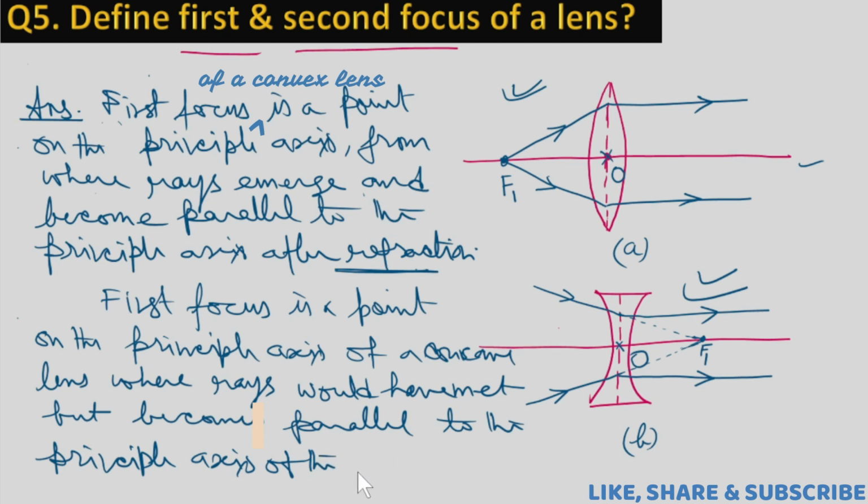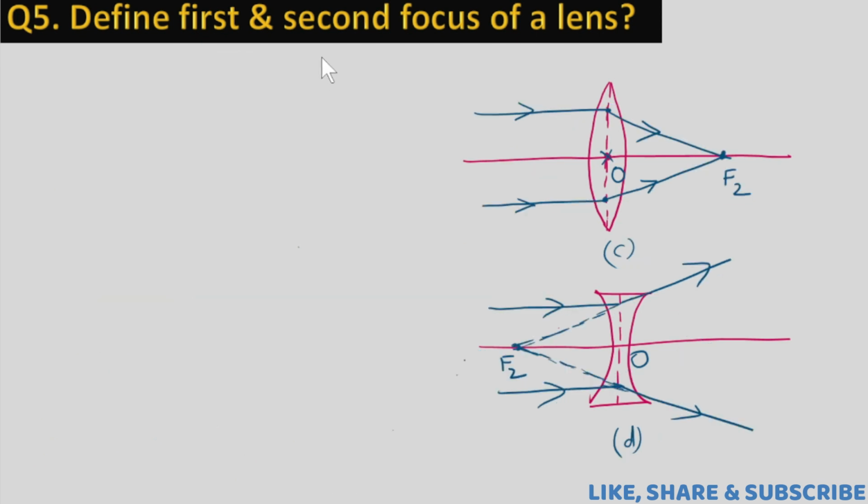Now let us try to understand the second focus for the case of the convex lens first and then for the concave lens. The second focus of a convex lens happens to be the point on the principal axis where a parallel beam of light converges after refraction. And in the case of the concave lens, the second focus happens to be the point where rays appear to come from after refraction as a parallel beam of light strikes the concave lens.